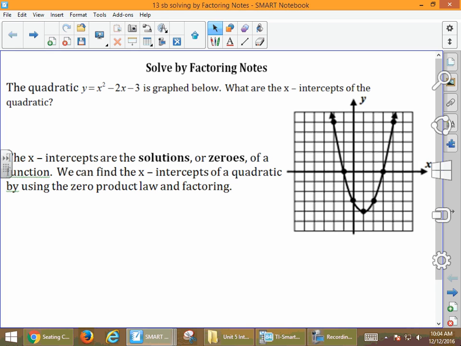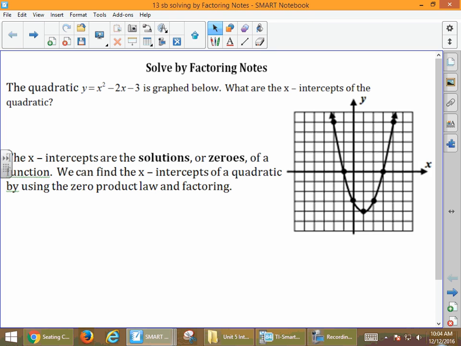So today we're going to talk about solving a quadratic by factoring. And we're going to be using our techniques from Factor Master to solve by factoring. But first of all, what we have at the beginning of our notes is a picture of a quadratic. It is this U-shaped curve, also sometimes known as a parabola. The quadratic y equals x squared minus 2x minus 3 is graphed.